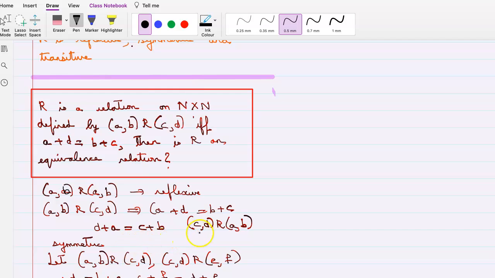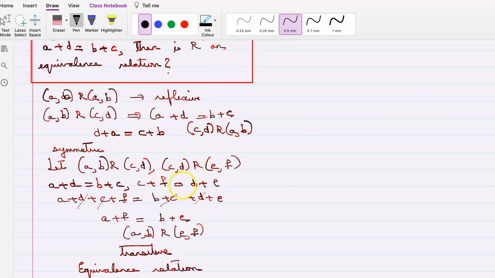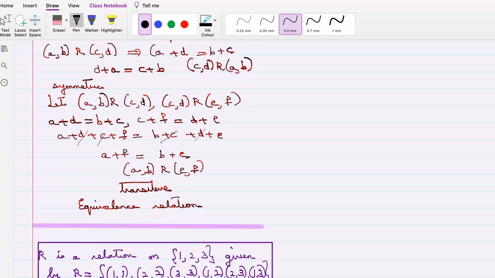Then we check the transitivity. Let (a,b) be related to (c,d), and (c,d) be related to (e,f). So a + d = b + c, c + f = d + e. If I add both, I get a + d + c + f = b + c + d + e. So c and d get cancelled and I get a + f = b + e. So that means (a,b) is related to (e,f). So it is transitive, so it is an equivalence relation.